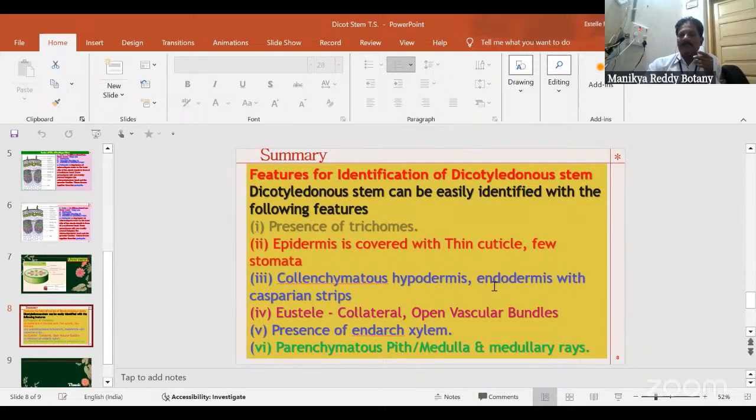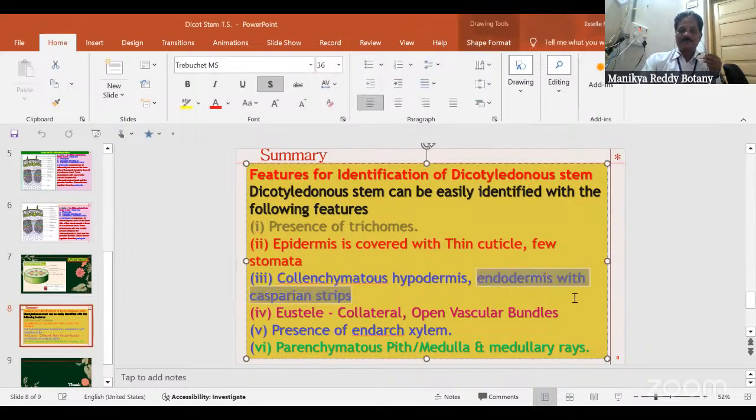And the general cortex is very common, and in some plants you can find mucilage canals in cortex. And one more important feature of the dicot stem, seen exclusively in dicot stem, is endodermis with Casparian strips. In roots also we could notice endodermis is the innermost layer of cortex.